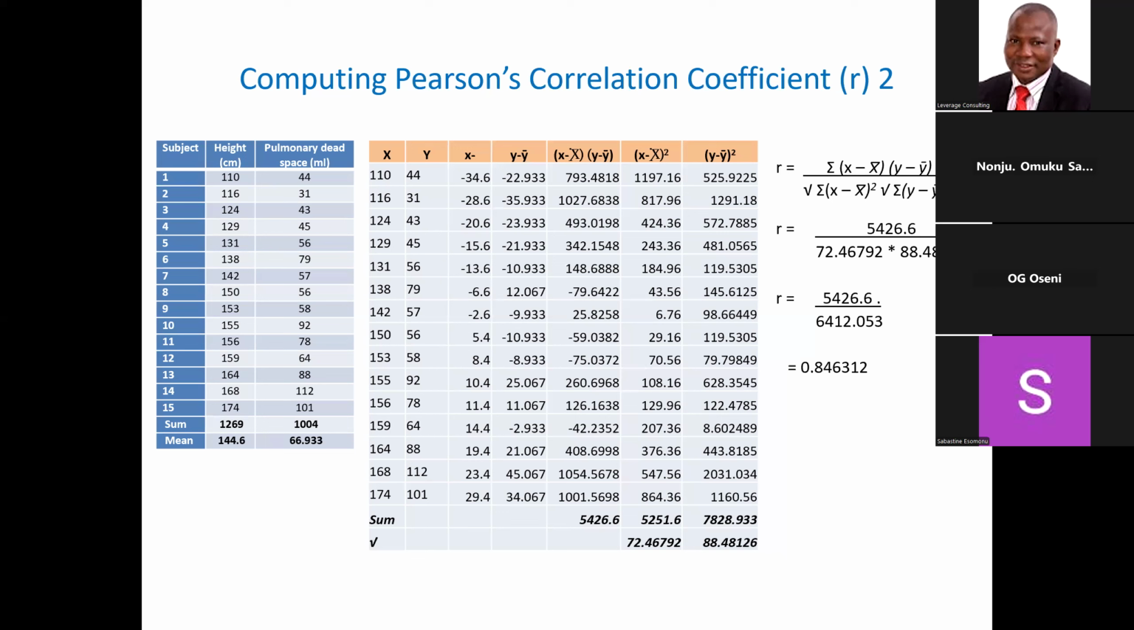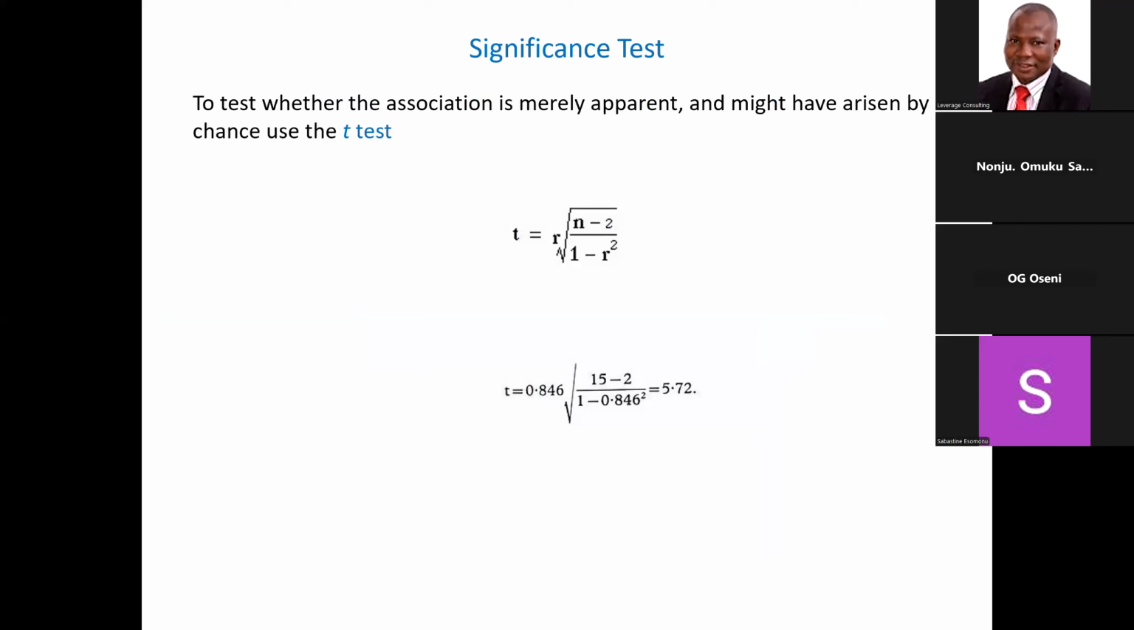If you look at it in this table, you have already generated them. We have x, y, x minus x-bar, y minus y-bar. Then multiply both of them. Then x minus x-bar squared, y minus y-bar squared. When you generate them, you sum them together and do the correlation. Don't bother yourself, this is his own formula, Spearman's. This one is the t-test to test the significance of the correlation.